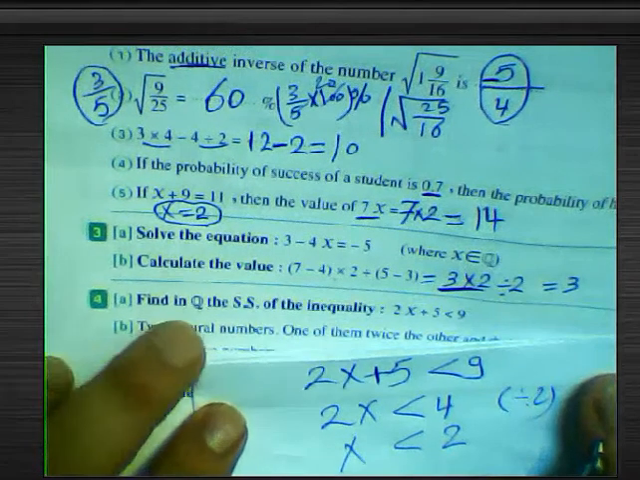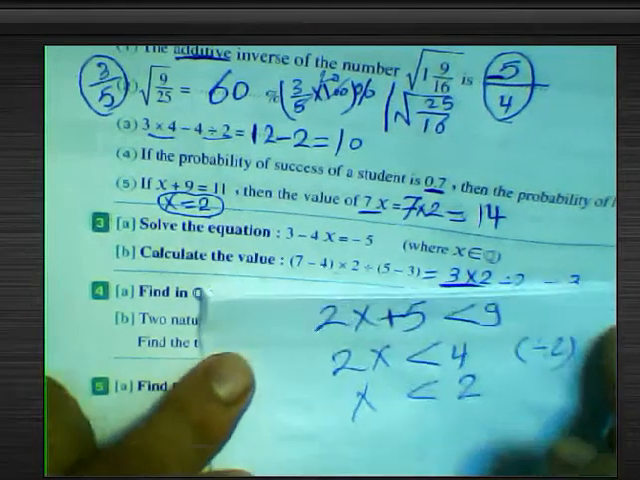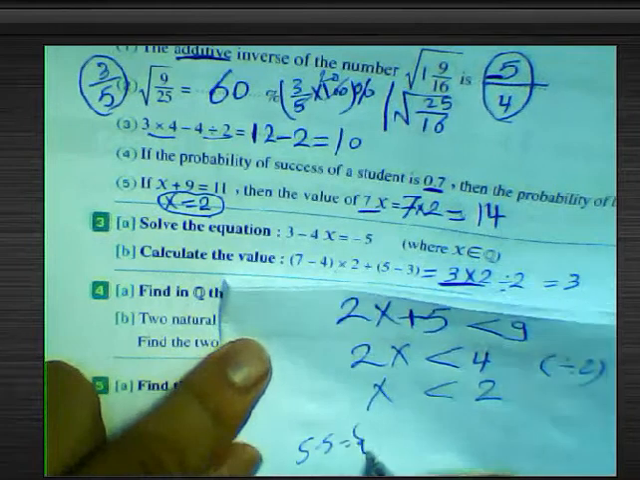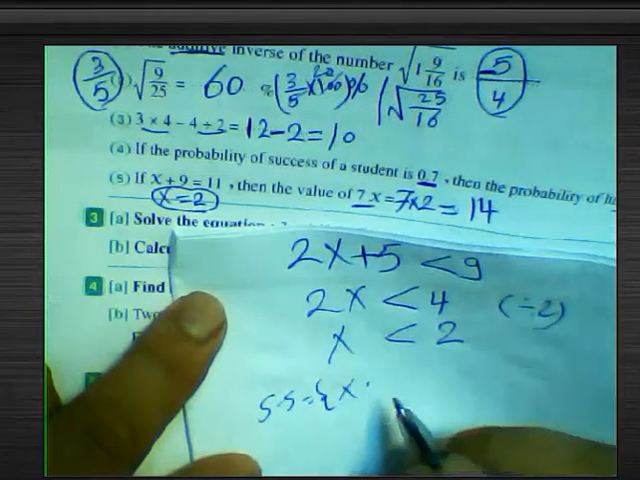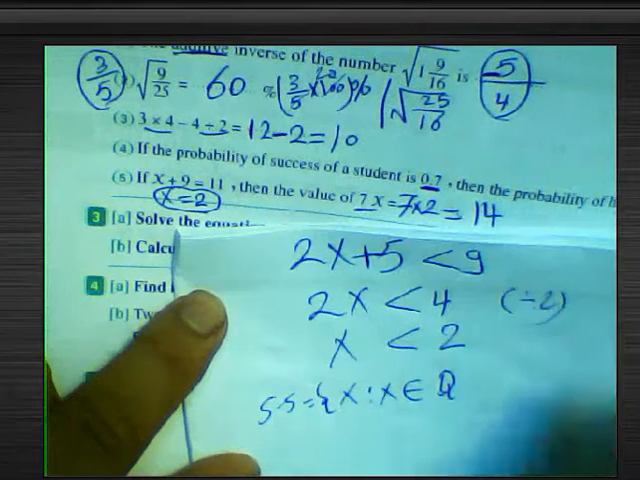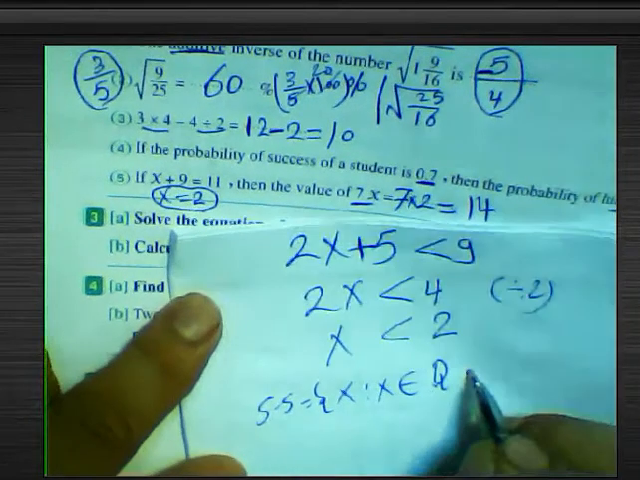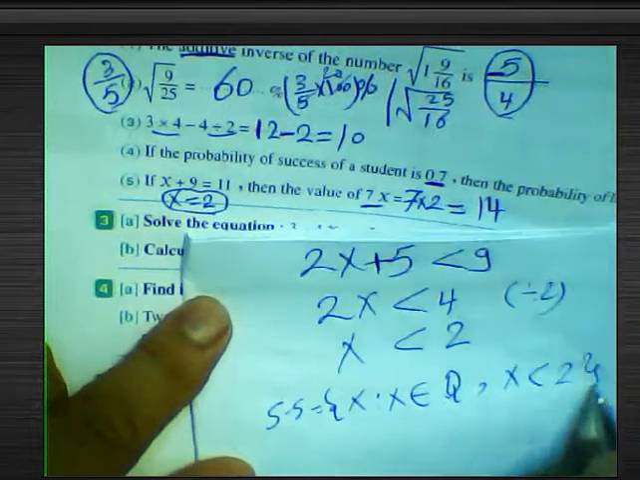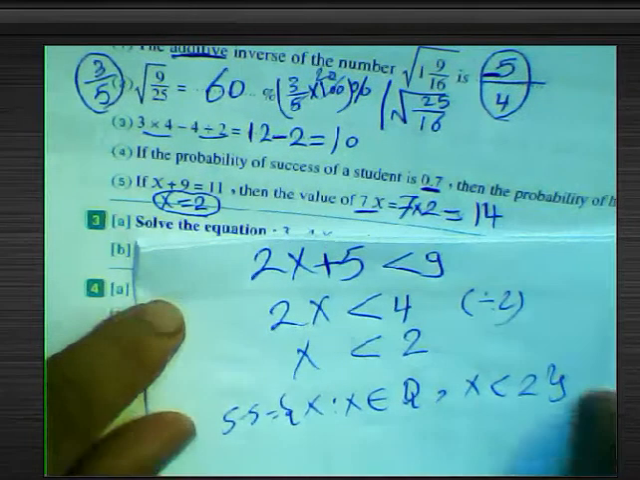We want to find it in Q. So the solution set will be x such that x belongs to Q, the rational numbers, and x will be less than 2. This is the result, okay?